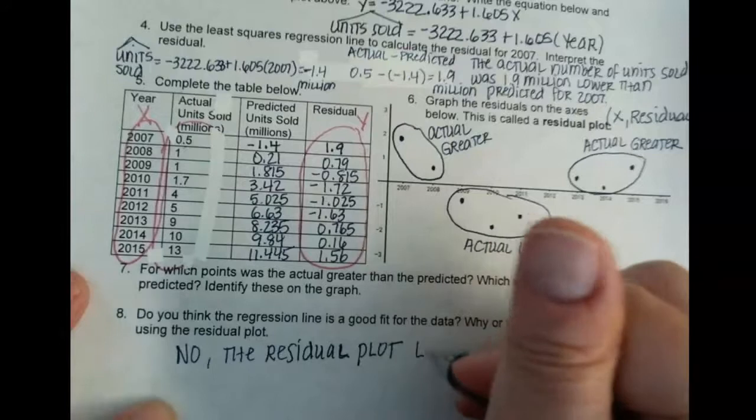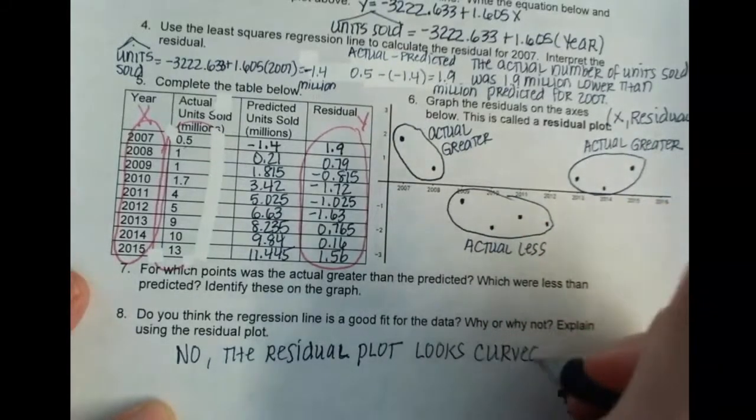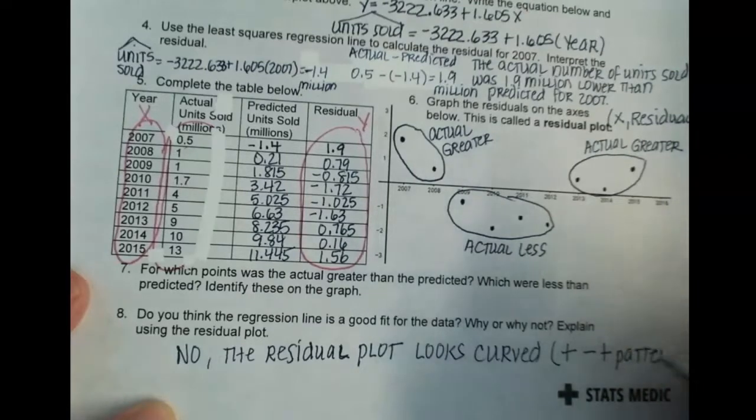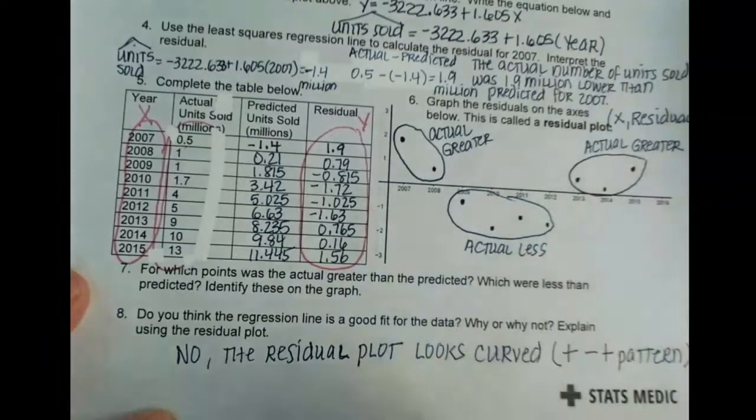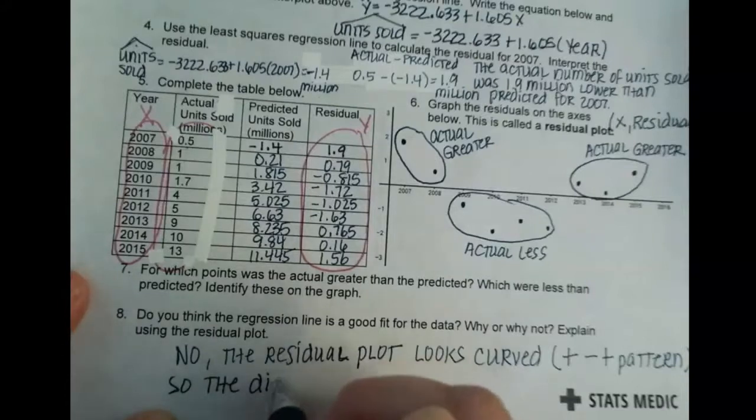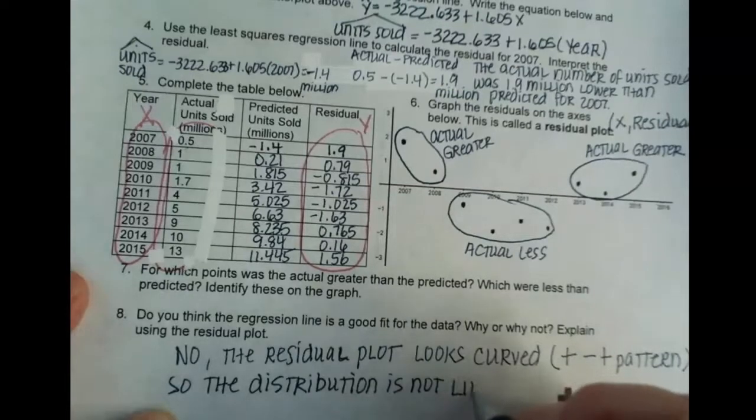looks curved. It's got a positive residual, negative residual, positive residual pattern. And we'll talk about this in just a second. So the distribution is not linear. Okay.